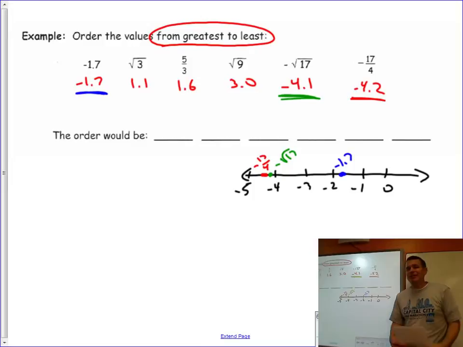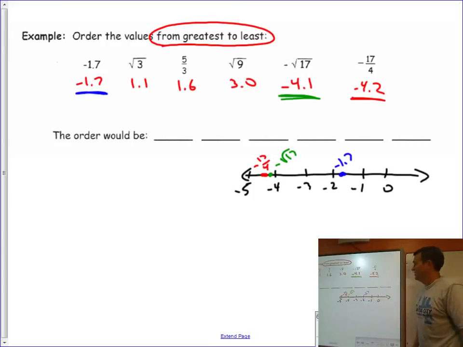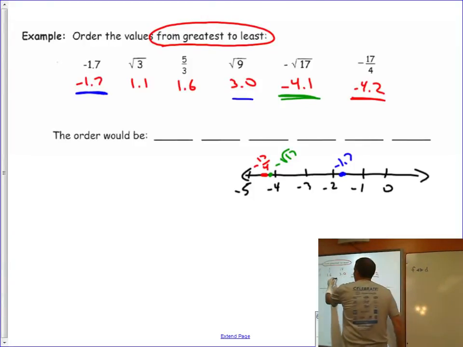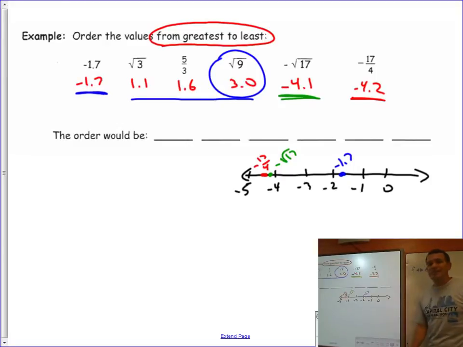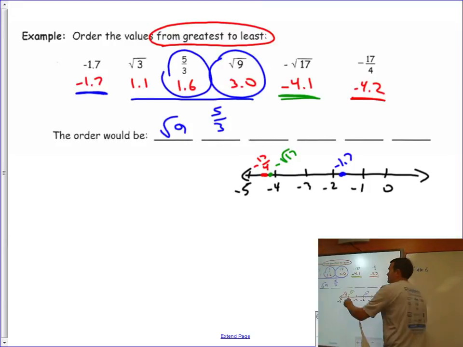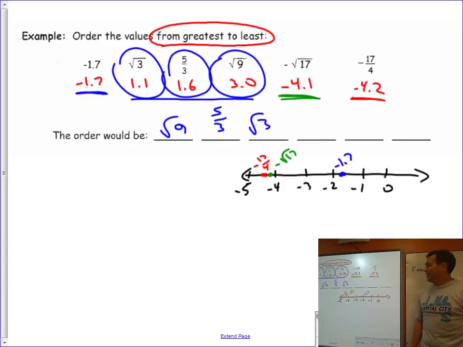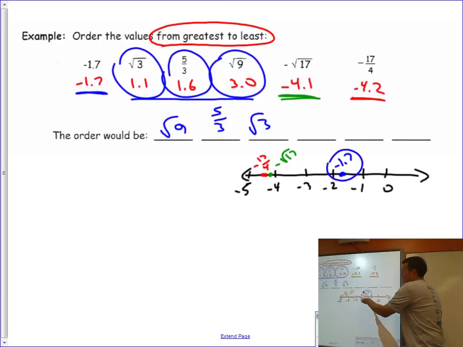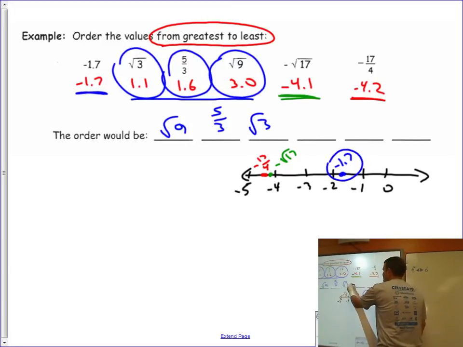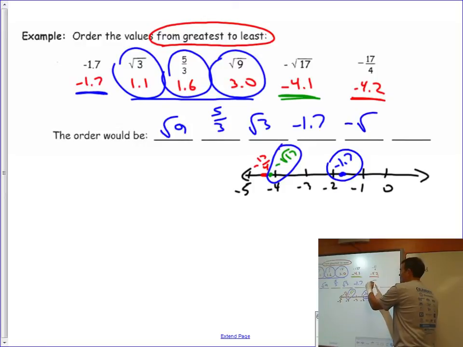One more thing. Make sure you pay attention to the directions. In this case, I'm going from greatest to least. So let's start that. Looks like the biggest number up here would be a positive number, right? I'm only going to choose from the 3 positive numbers. That one looks like the biggest number, 3. Then 1.6. Then 1.1. All right? And now I work down to the negatives. This is the next biggest number, negative 1.7. This is the next biggest number, negative square root of 17, and the smallest number is negative 17/4.